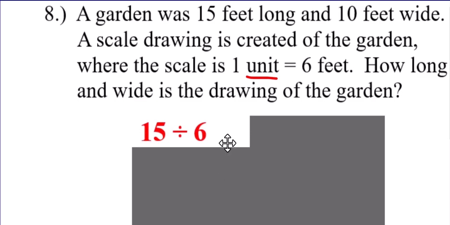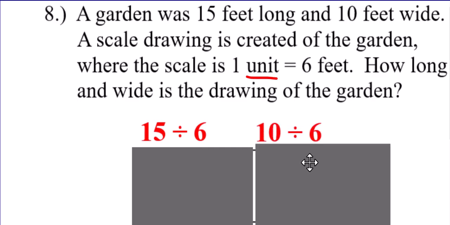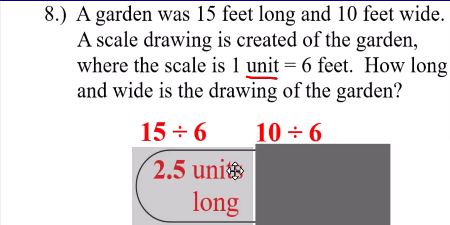You took 15 and divided by 6 because we're trying to get how long and wide the drawing of the garden is. So we're dividing instead of multiplying. 10 divided by 6 will give us the drawing's width. Using your calculator, 15 divided by 6 gives you 2.5. Now this is not inches. Look at the scale. It was 1 unit equals 6 feet. So this is 2.5 units long.